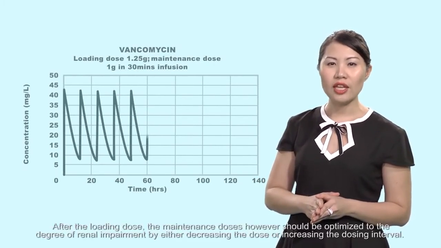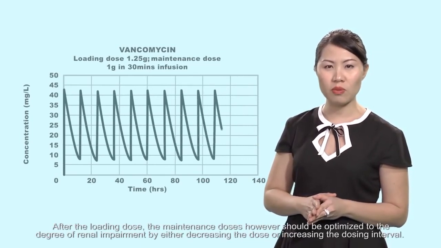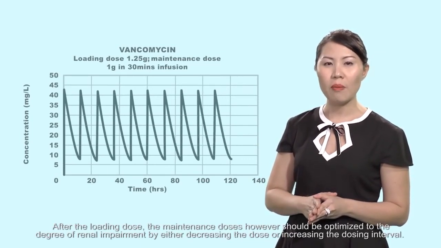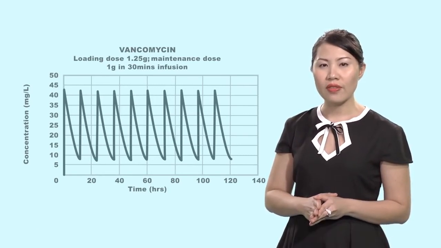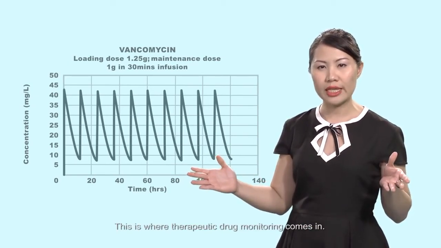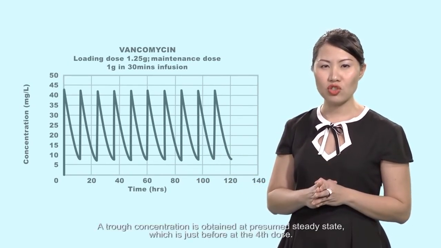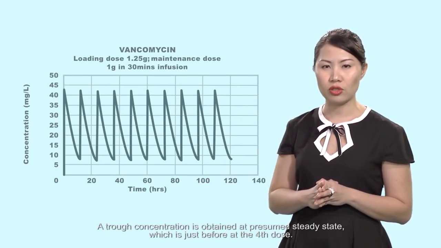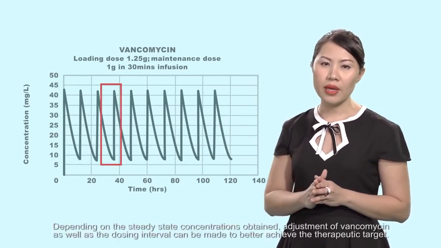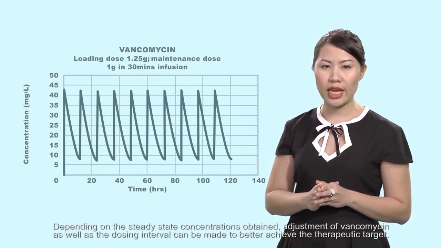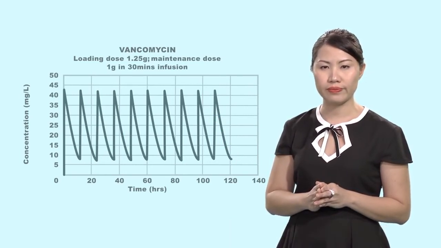After the loading dose, the maintenance doses, however, should be optimized to the degree of renal impairment by either decreasing the dose or increasing the dosing interval. This is where therapeutic drug monitoring comes in. A trough concentration is obtained at presumed steady state, which is just before the 4th dose. In this example, that is about 36 hours. Depending on the steady state concentrations obtained, adjustment of the vancomycin dose as well as the dosing interval can be made to better achieve the therapeutic target.